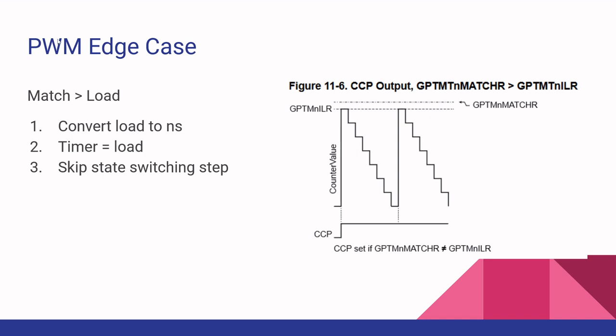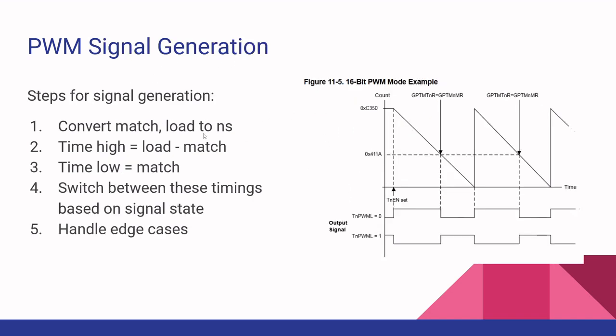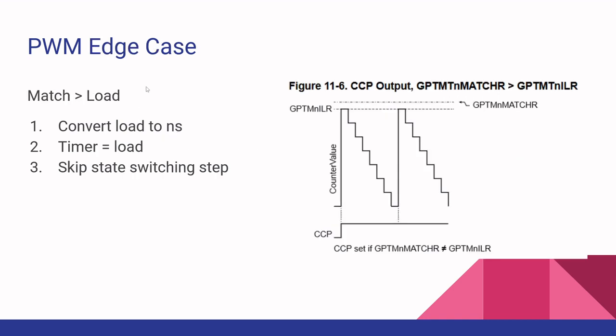So the most important edge case is when match is greater than load. In the real timer, again, the output only toggles when they are equal. So if the load is less than the match, then it just never equals and they never toggle. In our case, that would cause a negative value based on this math. We would get load minus match would be a negative value, and that would cause issues. So instead, we have a special case where we just convert the load to nanoseconds, set the timer to time out at that, and then skip the state switching step.